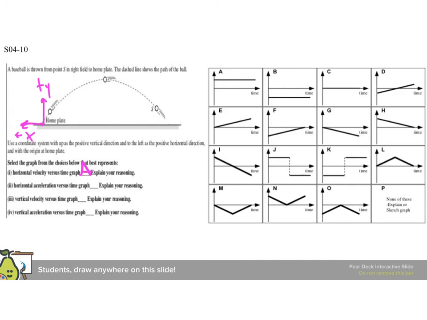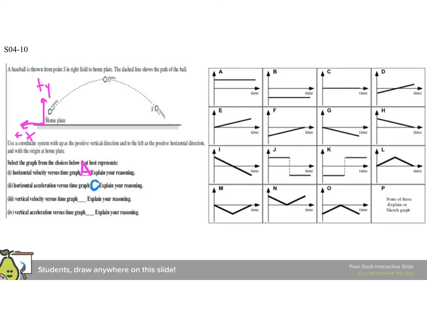How about the horizontal acceleration versus time? Well, once we've let go of the baseball, there is no horizontal acceleration. Gravity pulls downward. Gravity, in fact, defines downward. And so, therefore, there is no change in the horizontal velocity, so there is zero acceleration. We want a horizontal line which is on the t-axis. That is C.